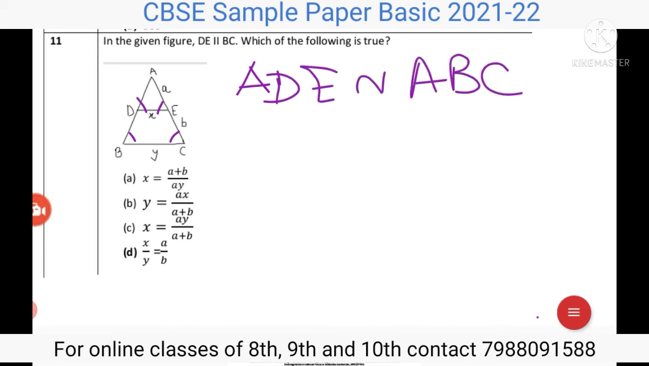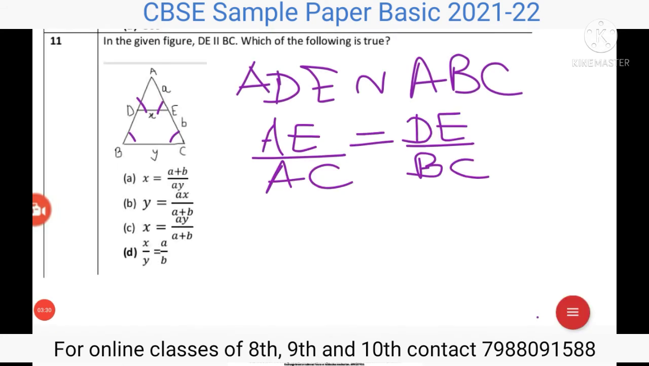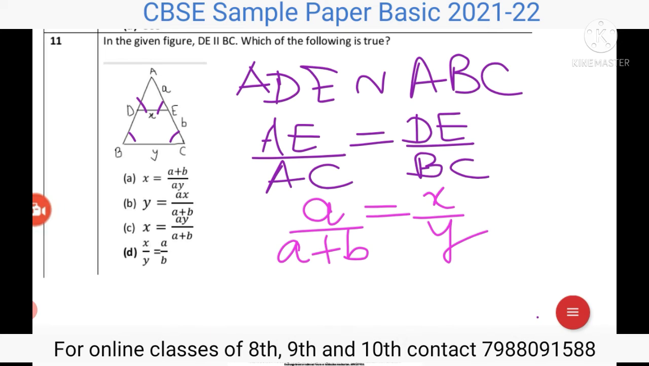Now let us write down the ratio. We get AE upon AC is equal to DE upon BC. So A upon AC, that is A plus B, is equal to X upon Y. Now let us match up the options. First option says X is equal to A plus B upon AY. This is the reciprocal, so the first option is not right.